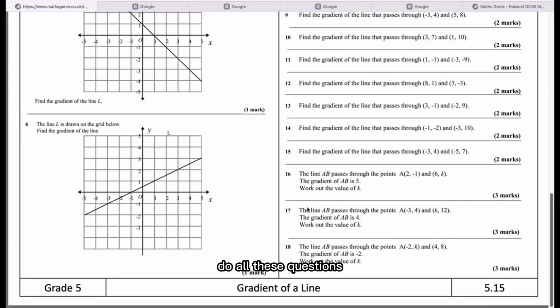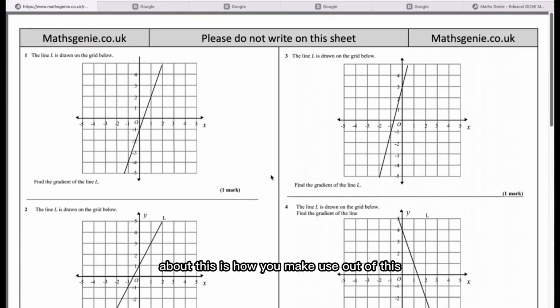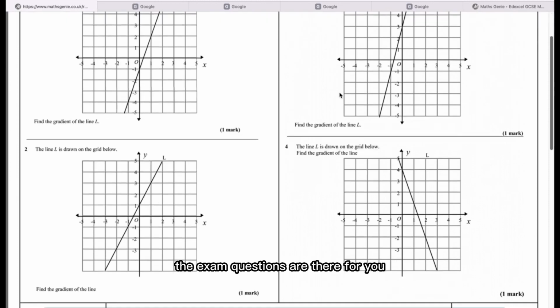Do all these questions, and the important part is how you make use of this. This is where the video I've done on how to use exam papers to get a grade 9 in GCSE Maths comes very well into play. Do check that video out, because it will teach you how to use exam papers to get a grade 9 in GCSE Maths to a large extent.